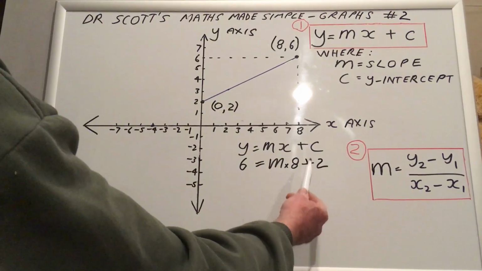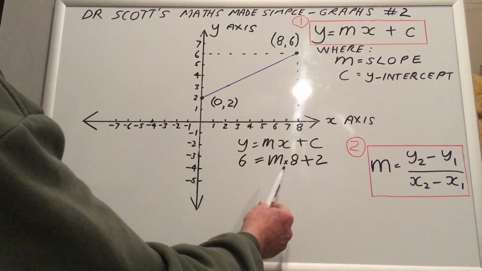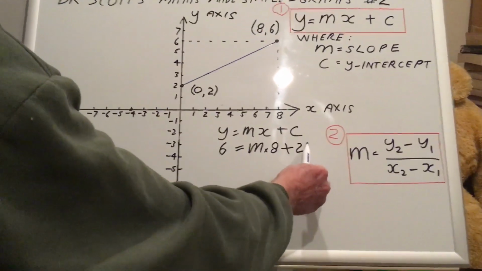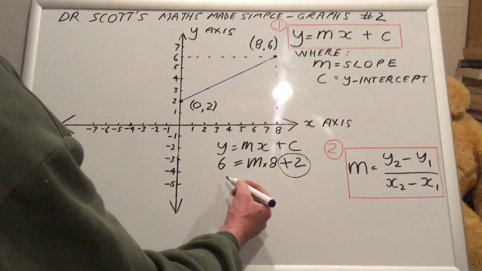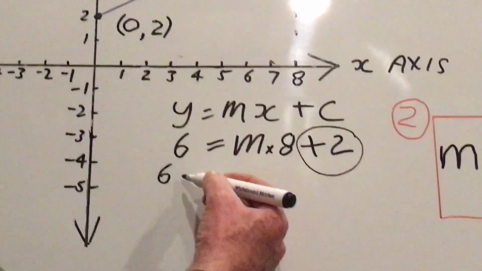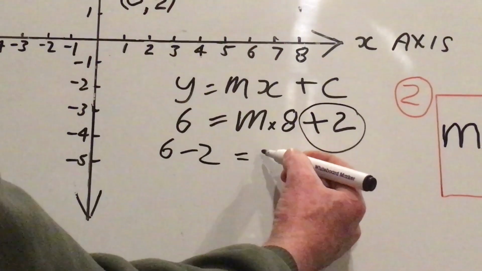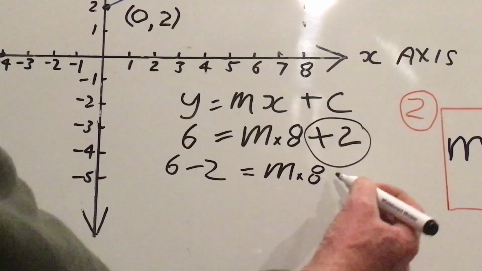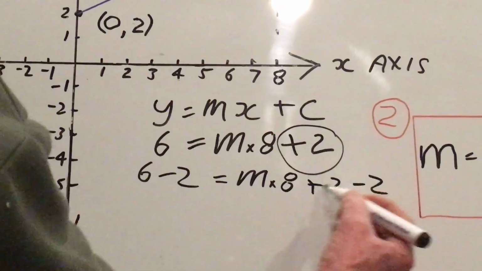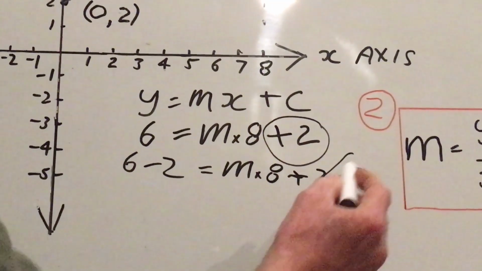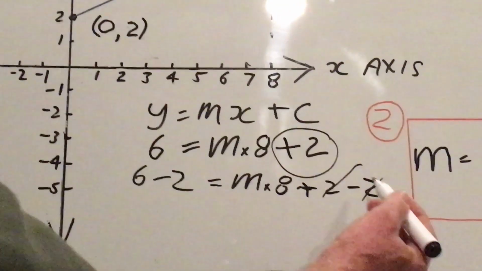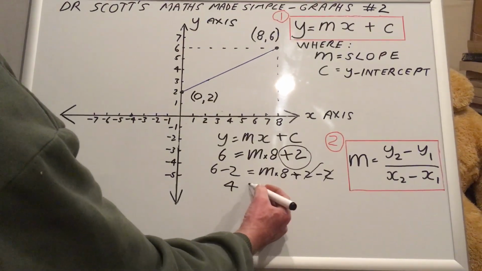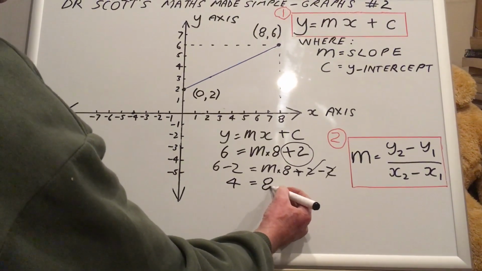Let's subtract 2 from both sides. Whatever we do to one side, we need to do to the other side. So subtract 2 from both sides to get rid of this 2. So 6 minus 2 equals m times 8 plus 2 minus 2, which of course cancel out. 2 minus 2 is 0. So 6 minus 2 is 4 equals 8m.